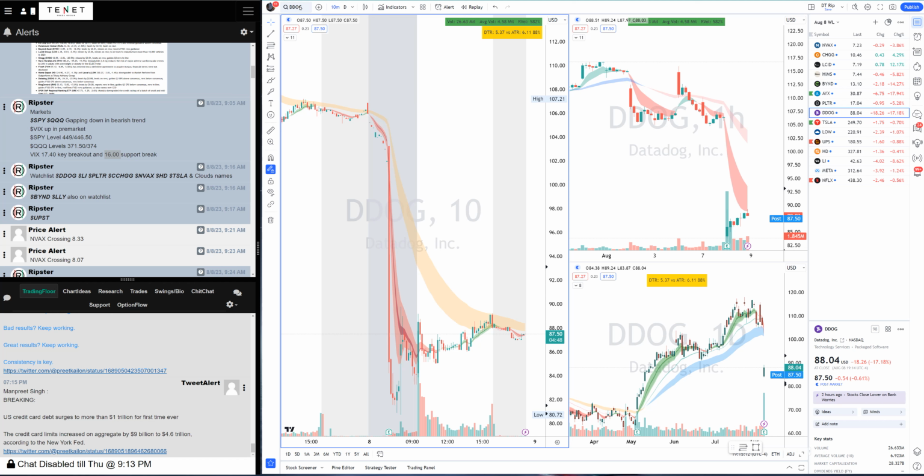This was the cloud name, and the SaaS names, that was gapping down, and that led to other names like MDB, Team, and you know, the whole section of the peers. Always know what are the peers. They were down too because D-Dog was down. But my focus on D-Dog was MDB.